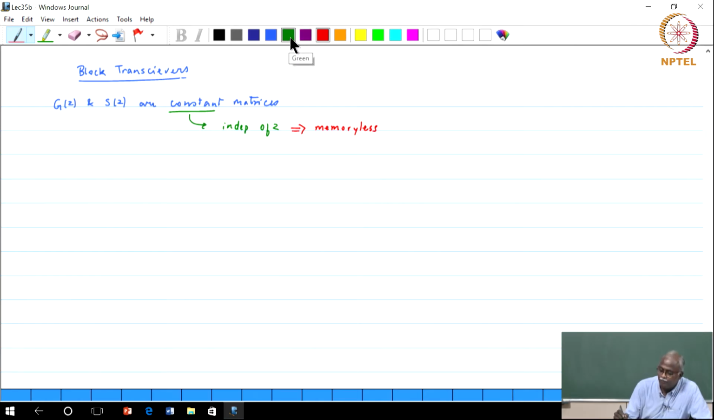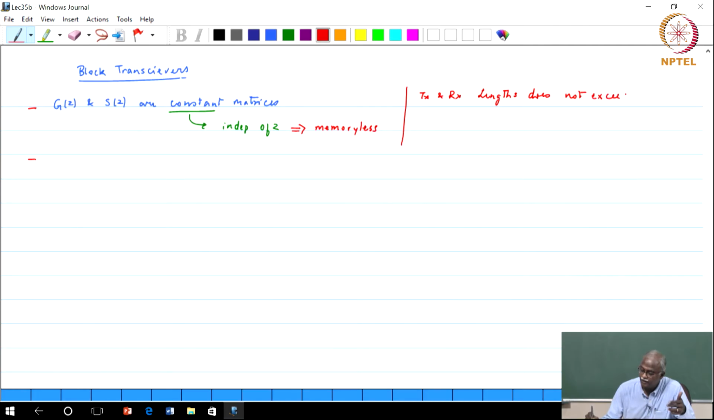Now, if this has been satisfied, so this is condition number 1. Second condition: when can we say this condition will be satisfied, when G(z) and S(z) are constant? This will be satisfied when the transmit and receive filters, or the analysis and synthesis filters, have lengths that do not exceed N. N is the number of polyphase components that you are generating.